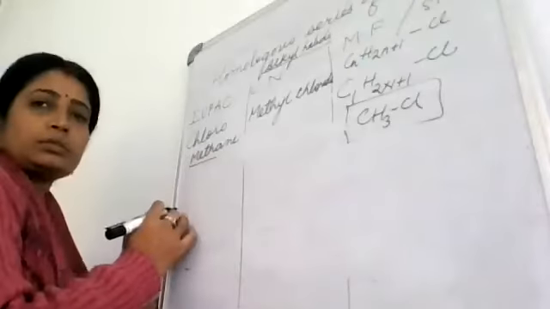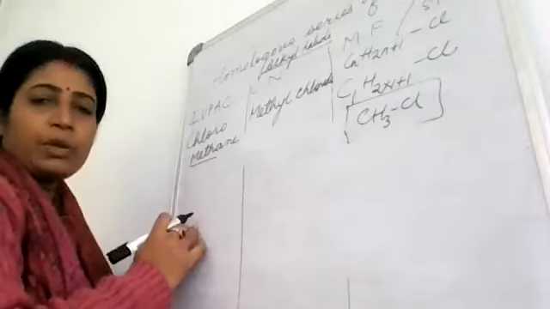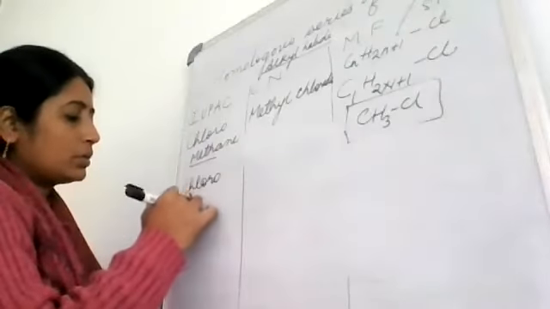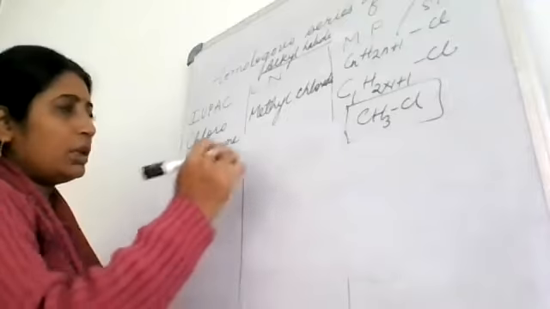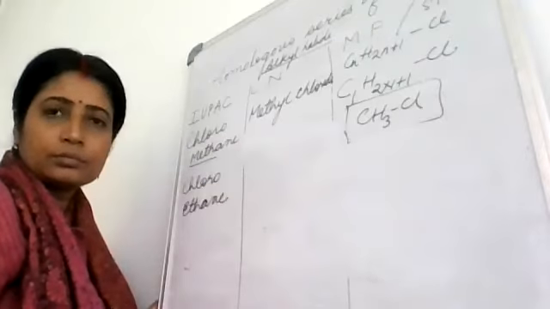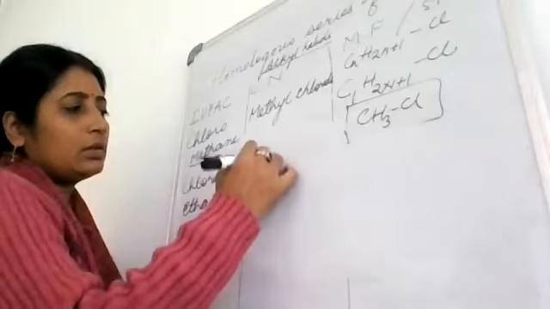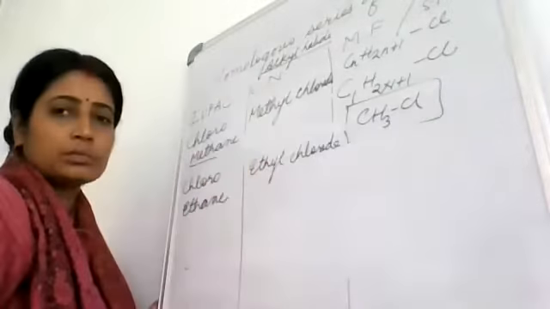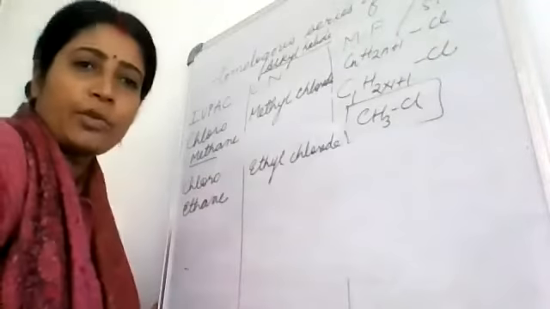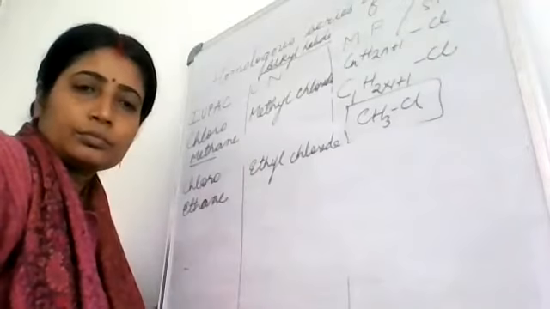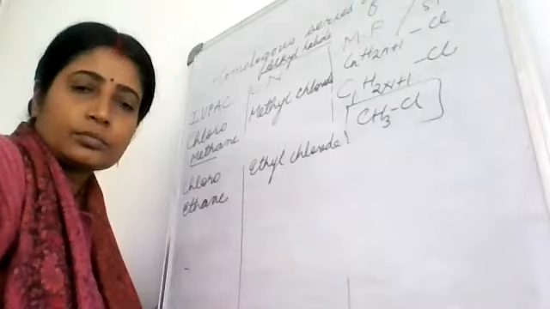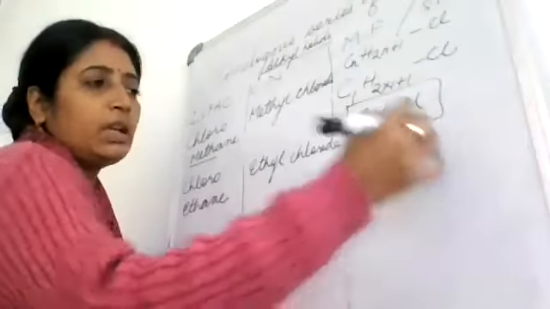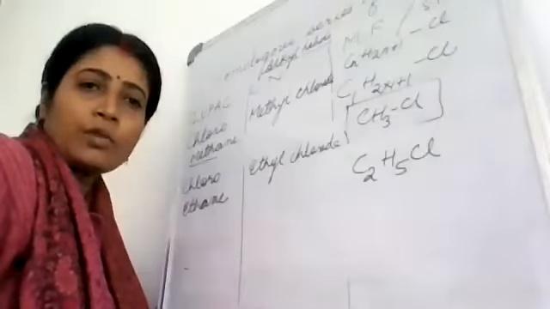What about the second one? What is the second member's name? Chloroethane. Very good. Chloroethane. So common name? Ethyl chloride. And then molecular formula. For molecular formula, what will you do? C2H5Cl. And for a structural formula, what will you do?